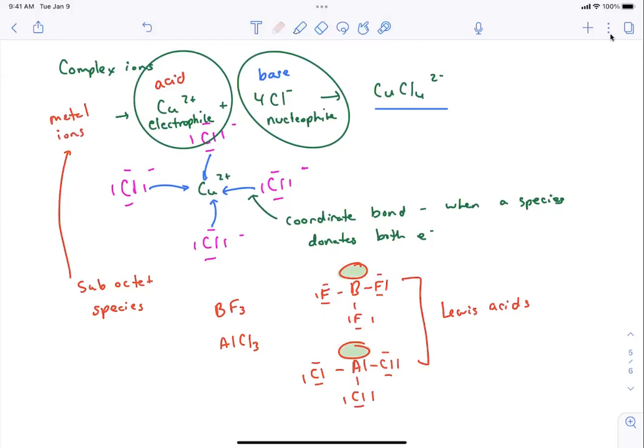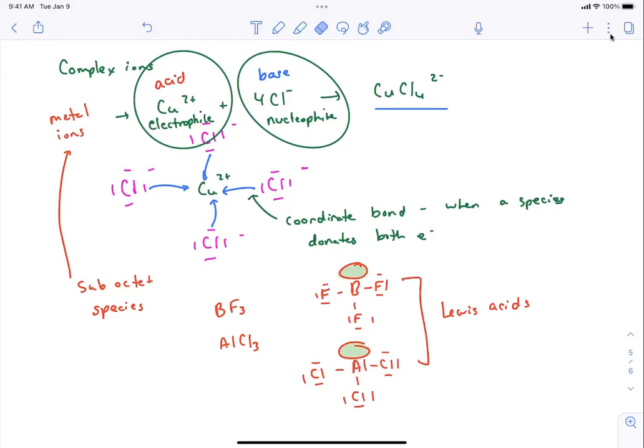Oh, because acids are metal ions and then plus suboctet species. So Lewis acids include metal ions and suboctet species. I just ran out of space. I didn't plan very well on my paper. Yeah, the metal ions are included in acids, and then so are suboctet species. Correct.